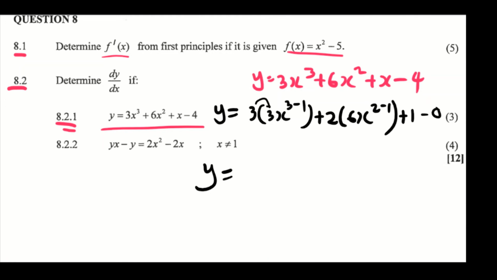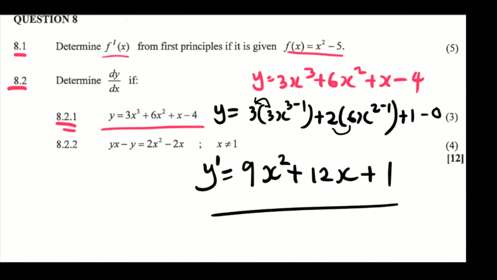And then now you can write everything properly. So this 3 will multiply this 3 here, so it's going to be 9x to the power of 2 plus this 2 multiplied by 6 is going to give us 12x plus 1. So this would be your derivative, which you can just write as dy over dx, or you can write it like this, it's also fine. So yes, we're done with this question. Let's go to 8.2.2.